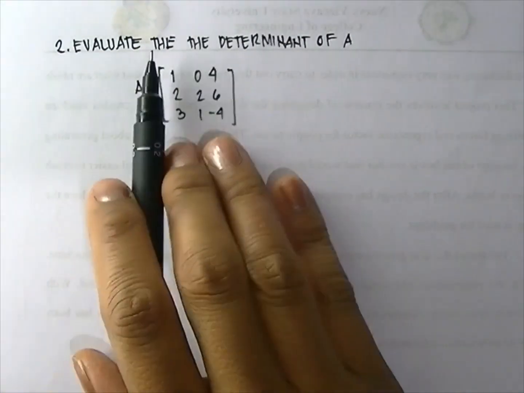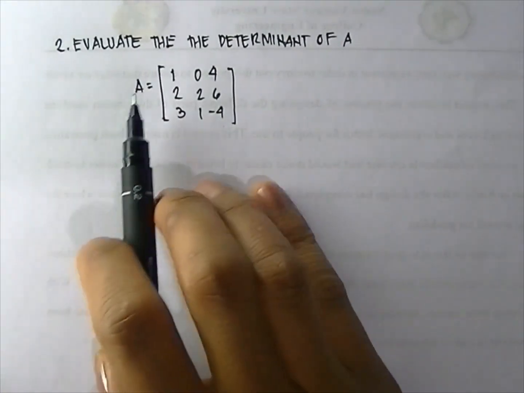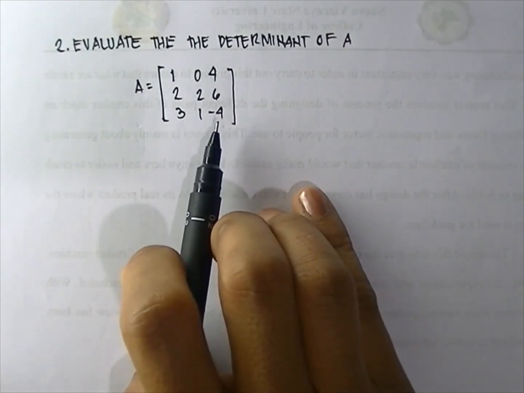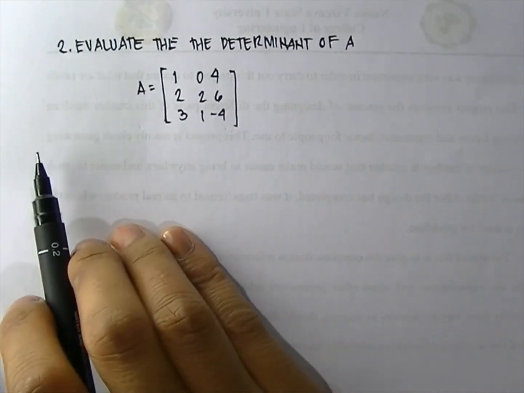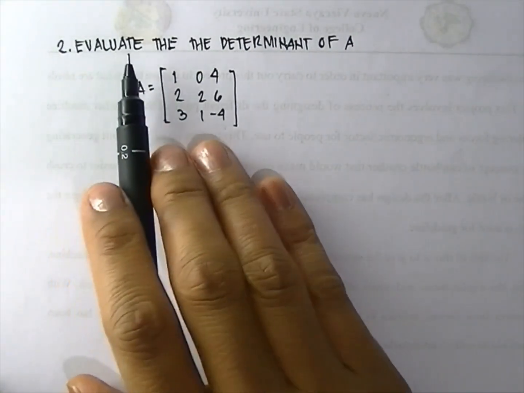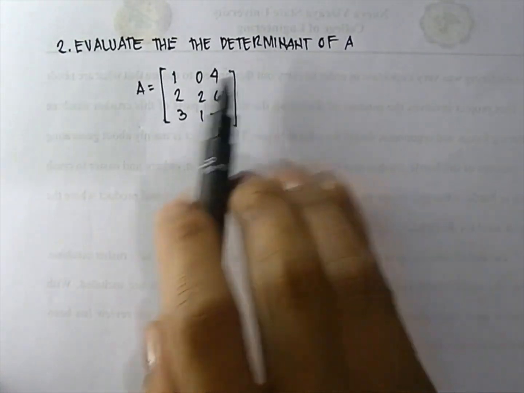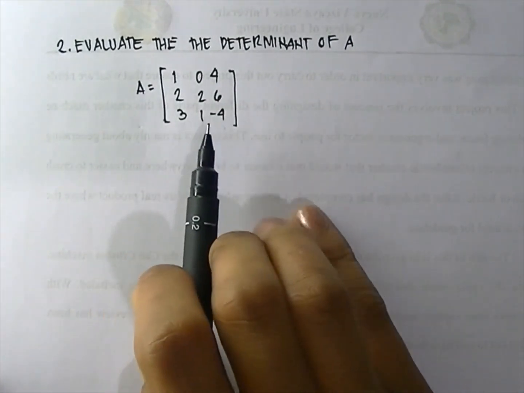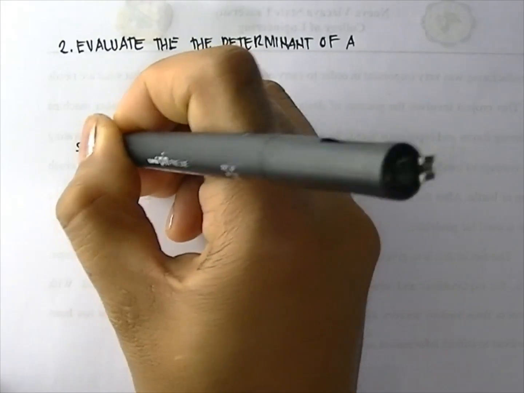Number 2, evaluate the determinant of A. A is 1, 0, 4, 2, 2, 6, 3, 1, negative 4. So, solution.